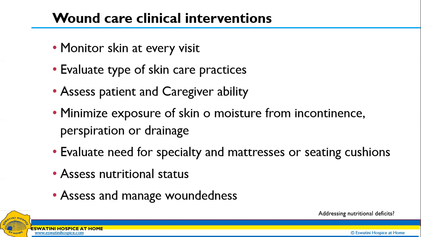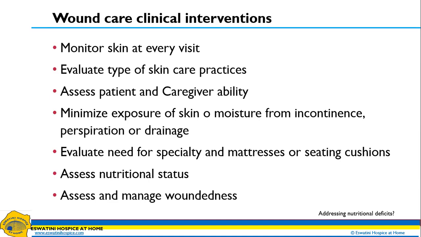Assess patient and caregiver ability. Always look at their ability to manage the wound at home, and then you train them. Education and demonstration are very important in palliative care because we want them to be active in the care of their loved ones. So we need to educate them. When we have seen maladaptive behaviors, then we address them and teach them how to do it.